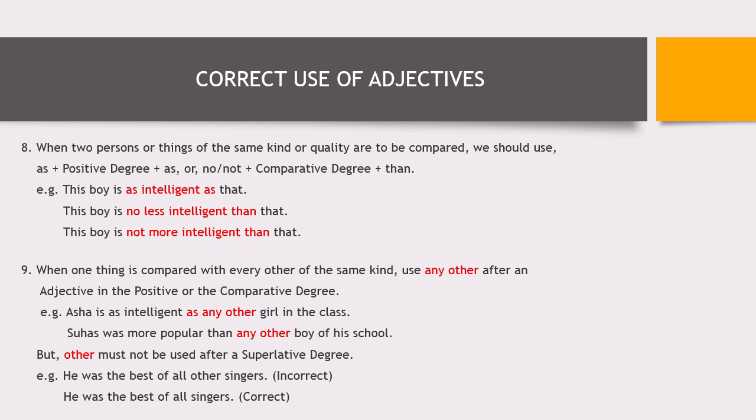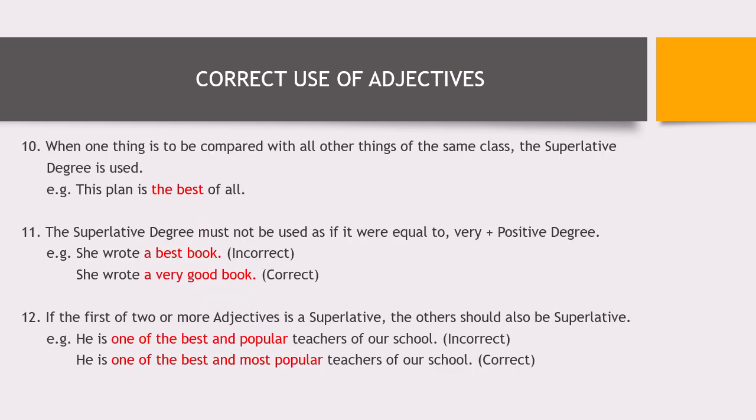But other must not be used after a superlative degree. For example, he was the best of all other singers. Incorrect. He was the best of all singers. Correct. 10. When one thing is to be compared with all other things of the same class, the superlative degree is used. For example, this plan is the best of all.